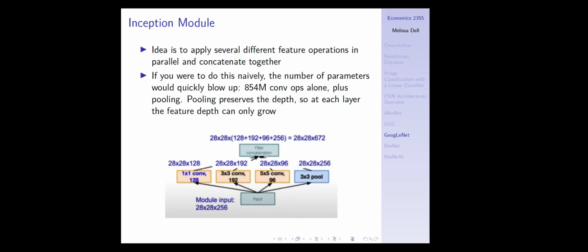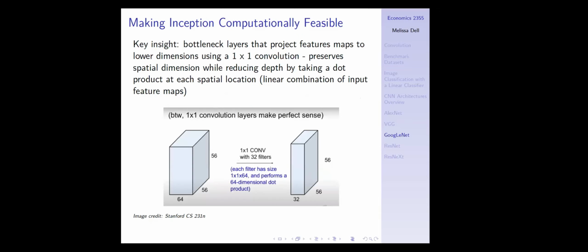So while this seems like a promising concept, because I don't just have depth, I also have width, it's not going to work, even if you're Google who developed this model and you have essentially infinite compute. It's not really infinite when you get into models like this. And so the key insight of GoogleNet is that you can have these bottleneck layers that project feature maps to lower dimensions using a 1x1 convolution.